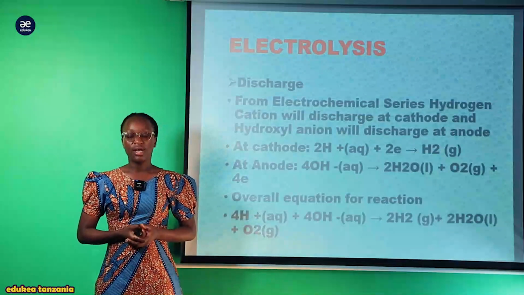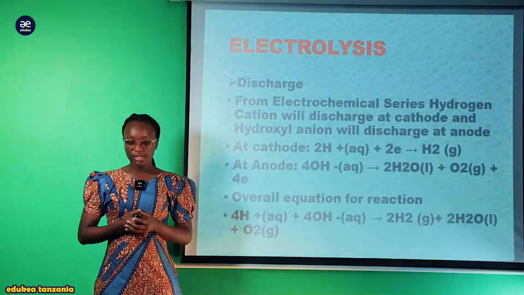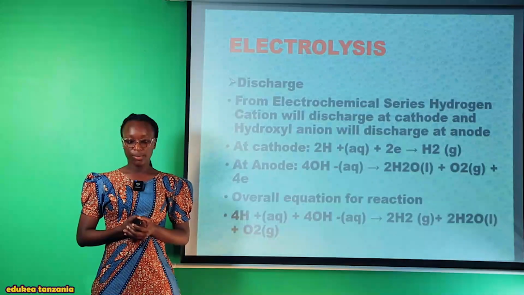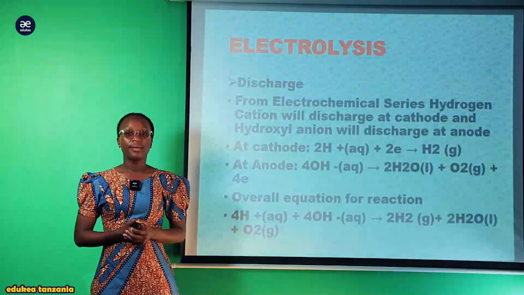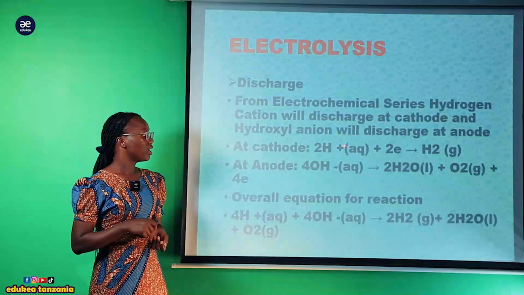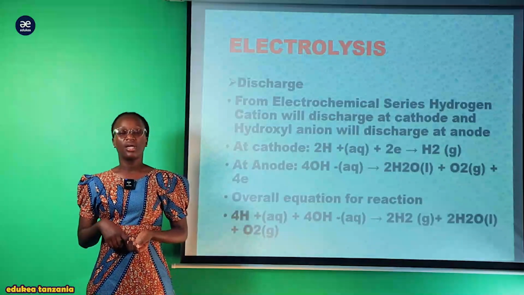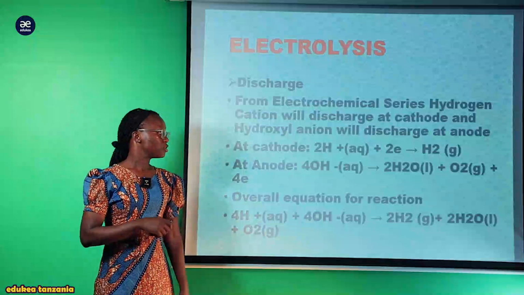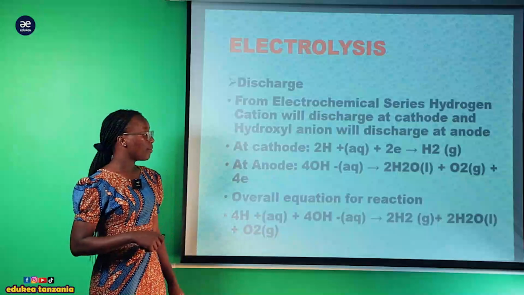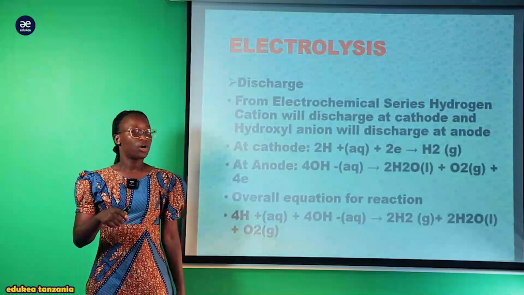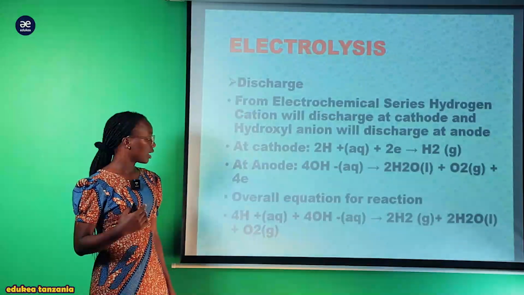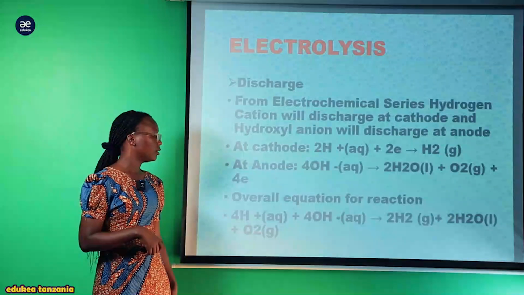Now, the concept of discharge from the electrochemical series: the hydrogen cation will discharge at the cathode and the hydroxyl anion will discharge at the anode. At the cathode we are going to have the discharge of aqueous hydrogen ions, and we form hydrogen gas. At the anode we will have the discharge of the hydroxyl ion, whereby we are going to have the water molecule and the oxygen gas, as well as electrons gained, because this is a negatively charged ion, there is a loss of electrons.